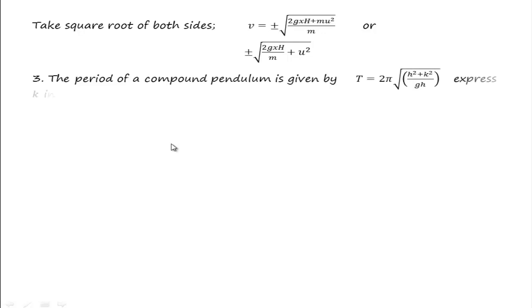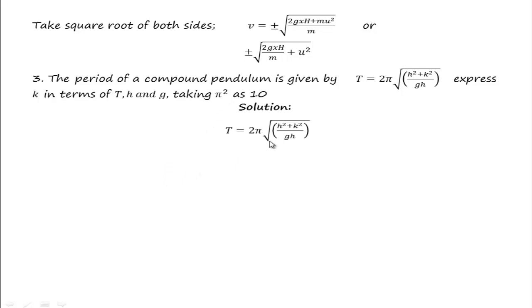The period of a compound pendulum is given by T, capital T, equals 2 pi square root open bracket h squared plus k squared divided by gh close bracket. Express k in terms of T, h and g, that is, you have to make k the subject of formula, and then taking pi squared to be 10. So let's move on. Solution.